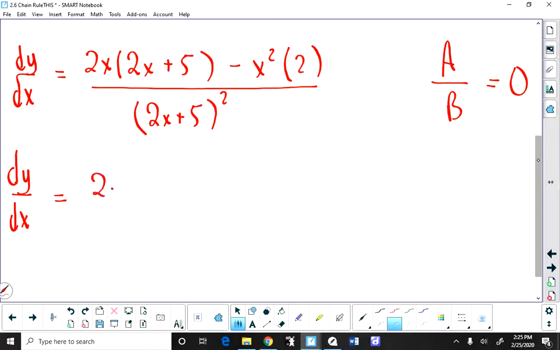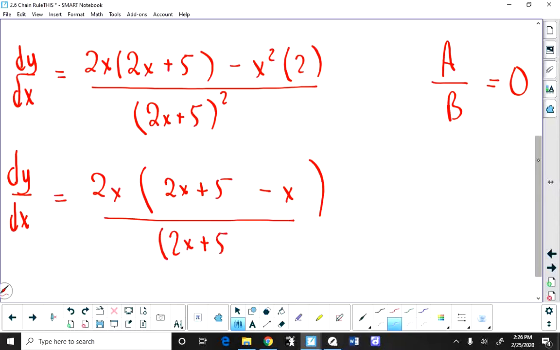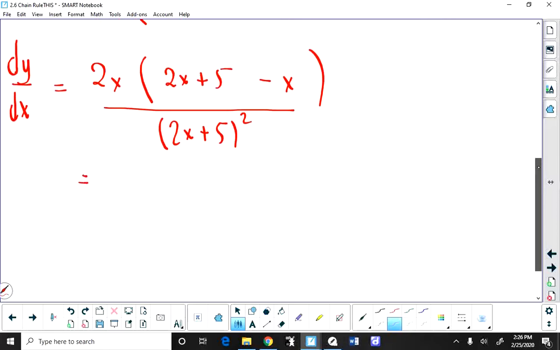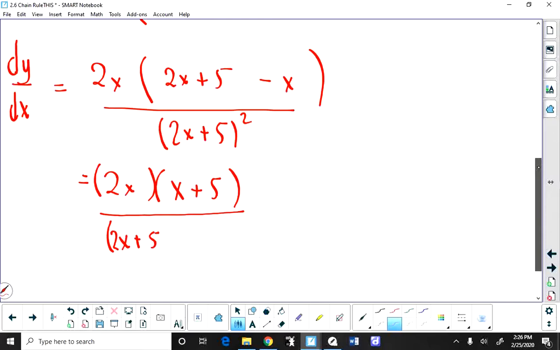I can factor out a 2x and be left with 2x plus 5 minus x. Are we in agreement on that? Again, I get going on autopilot and I don't necessarily overthink it, but I think that's right. And this is over. Well, who cares what it's over, right? We're interested in the top. So now I can see that the top becomes 2x times x plus 5. So where is this equal to 0? At x equals 0 and x equals -5.